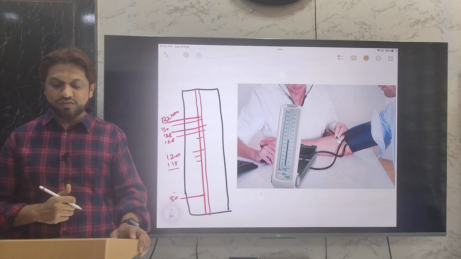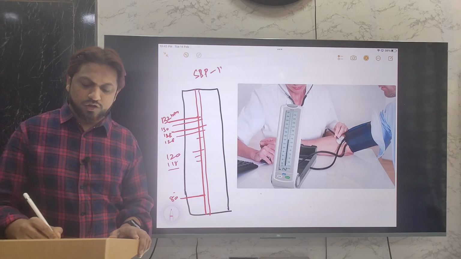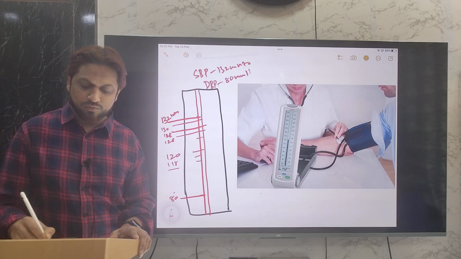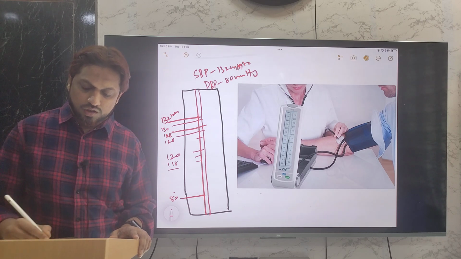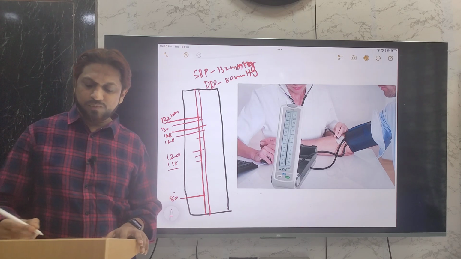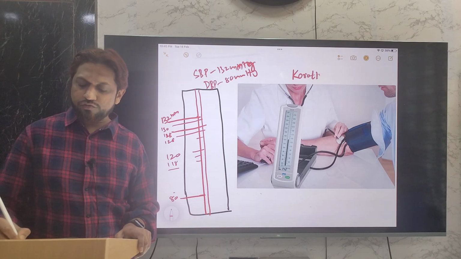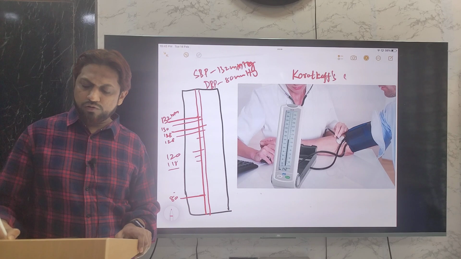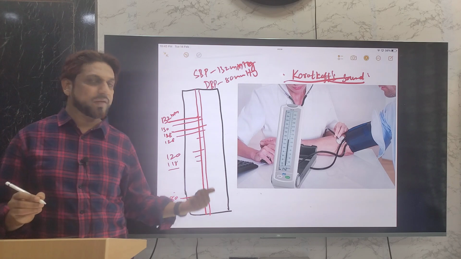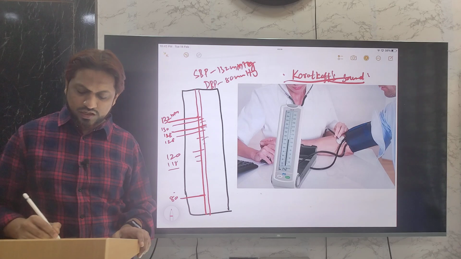So in this hypothetical example, suppose in a patient systolic blood pressure is 132 millimeters of mercury and diastolic blood pressure is 80 millimeters of mercury. I hope you know how to record the blood pressure. If not, we will explain in detail in some other video on measurement of blood pressure. In the auscultatory method we hear the Korotkoff sounds. I'm not going to explain in detail the different phases of the Korotkoff sounds; we will explain them when we make a video on how to record blood pressure. Generally, Korotkoff sounds are heard between systolic and diastolic blood pressure.